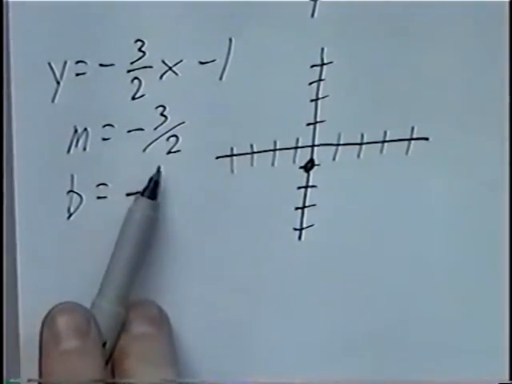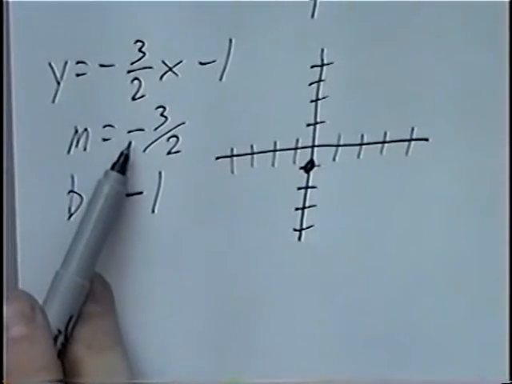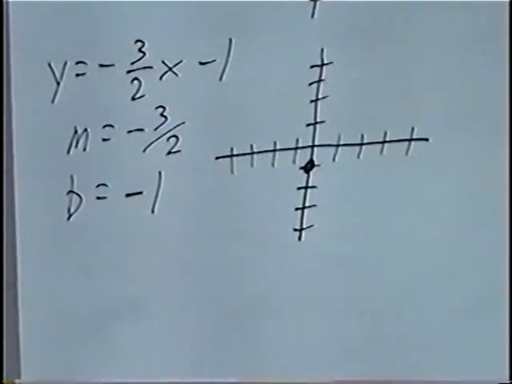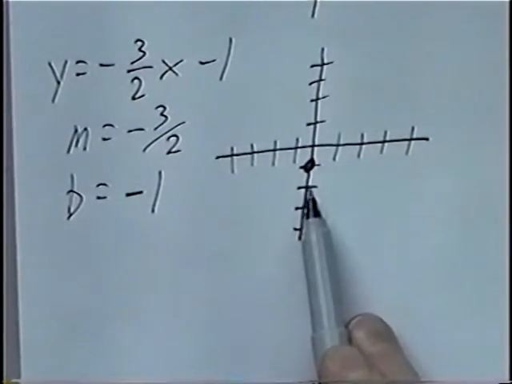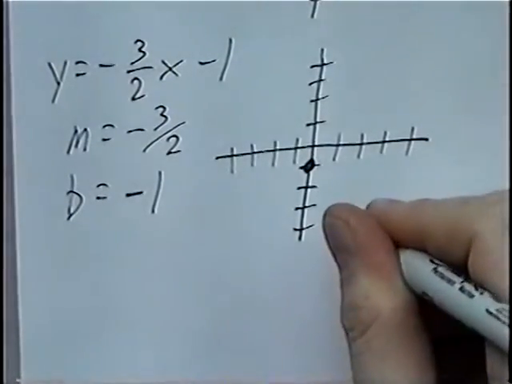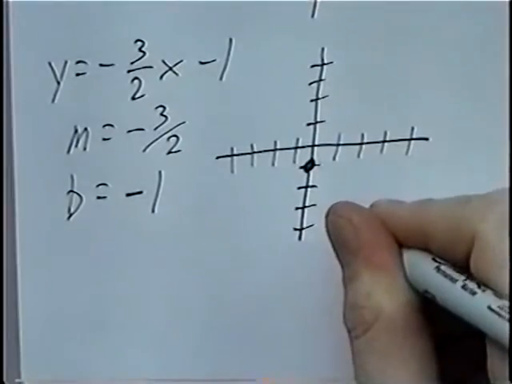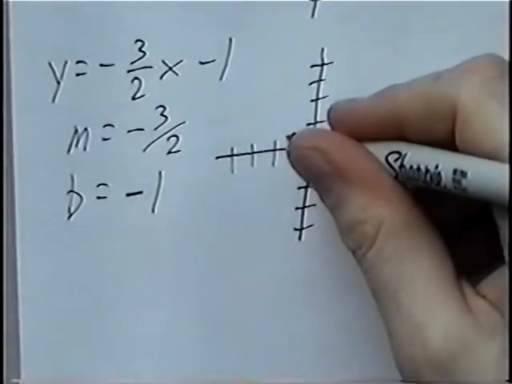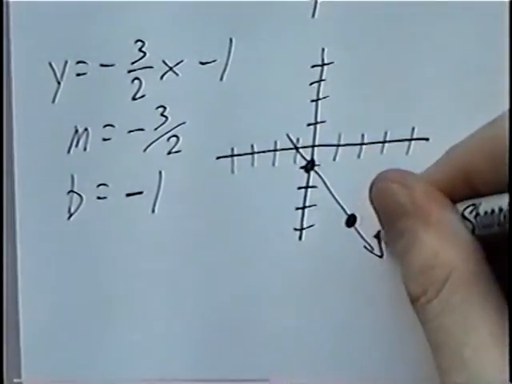And the slope is negative 3 over 2, so we'll go down 3 spots and 2 spots to the right. We'll have the second point. And again, when you have 2 points, we can connect them to make the line for the equation.